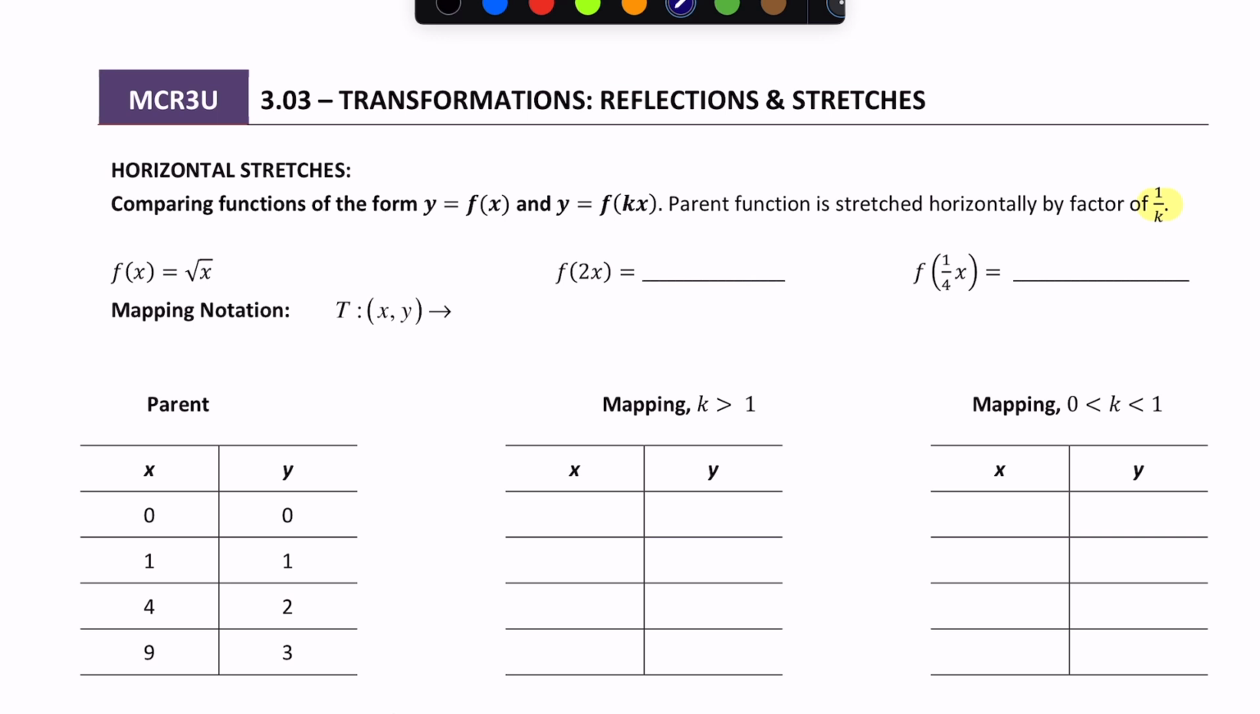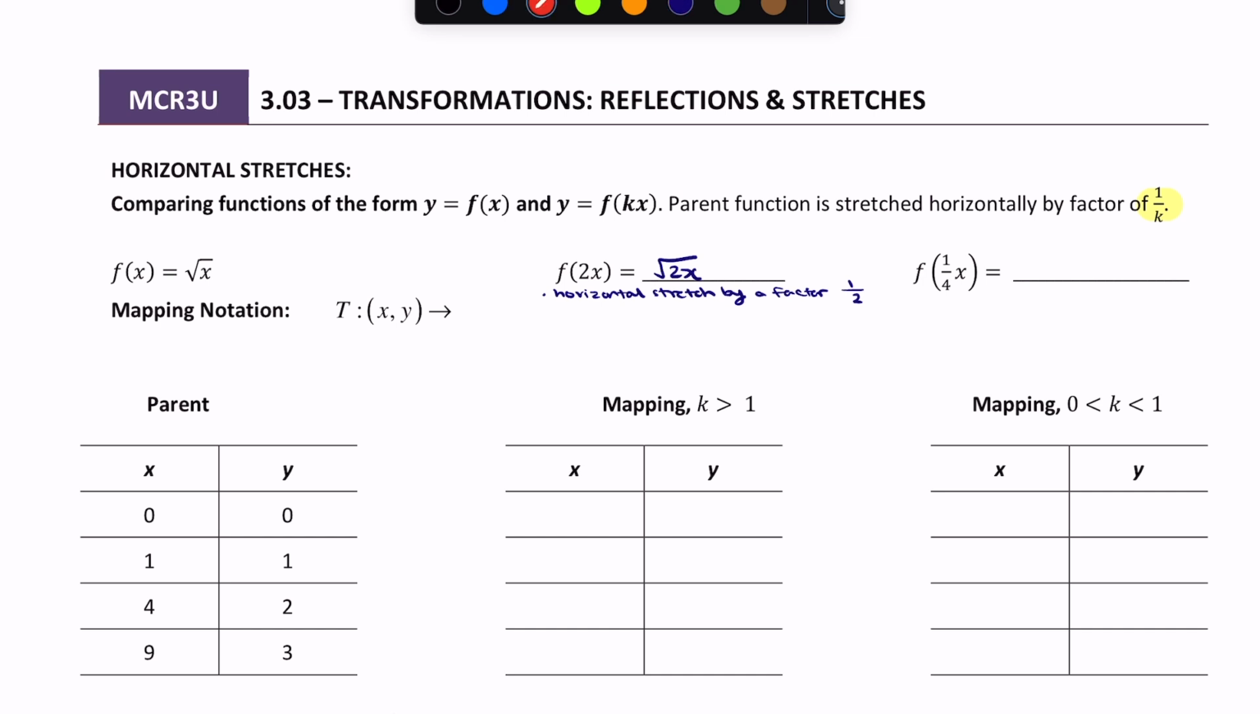So here we have our original parent function, f of x is equal to square root x. Here we have f of 2x, so we'll write it as square root 2x. However, when we describe what's happening, we see that there's a horizontal stretch by a factor of 1 over k. In this situation, the k value is 2. So here we have a horizontal stretch by a factor of 1 over 2.